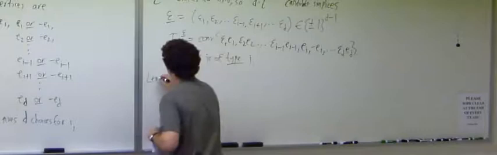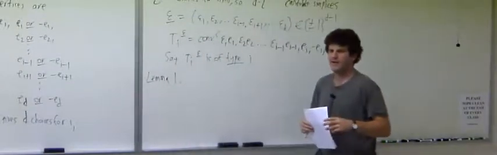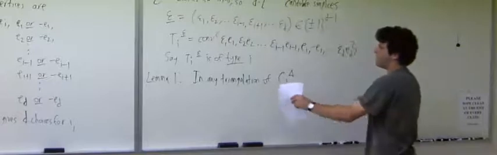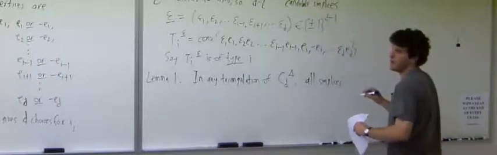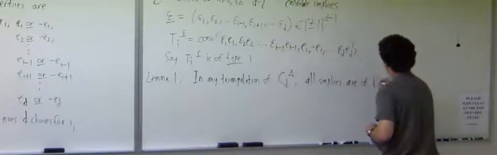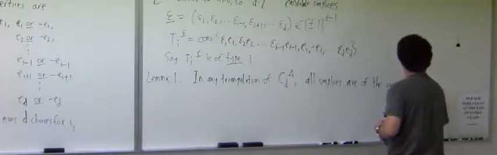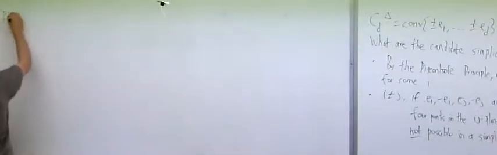So here's the lemma, lemma 1. If I take a triangulation, I have to choose a bunch of these simplices. My claim is that all of the simplices I use must be of the same type. So here's the proof. Suppose not.